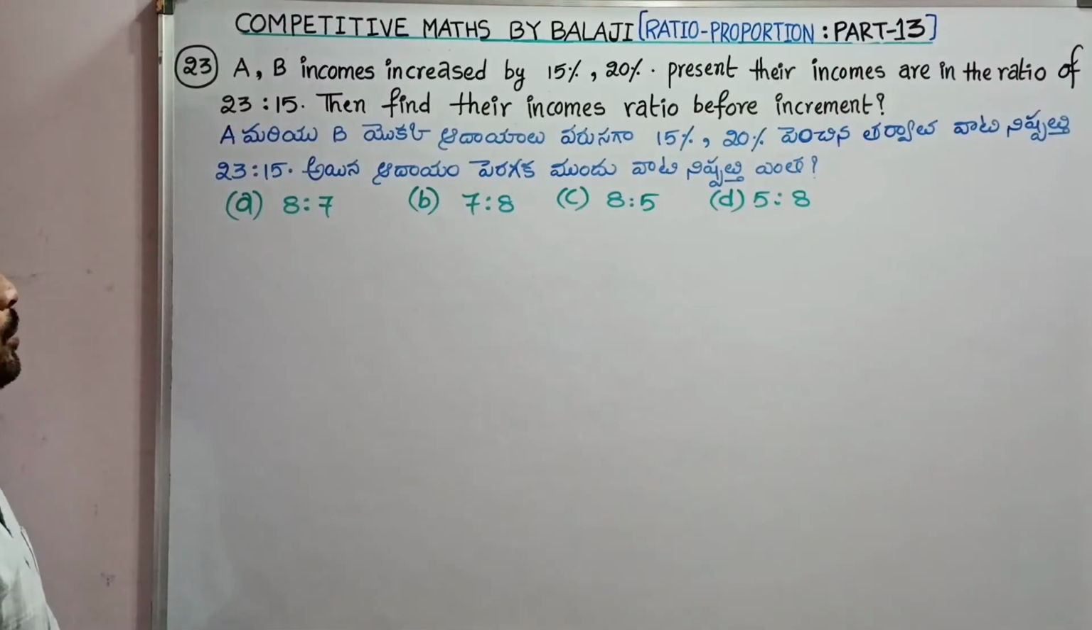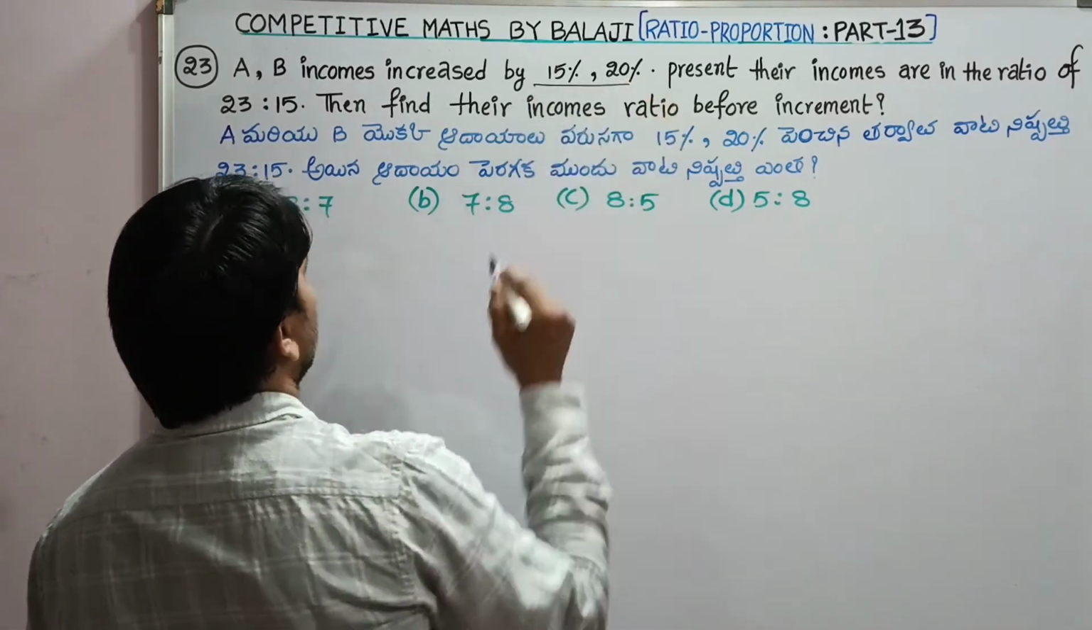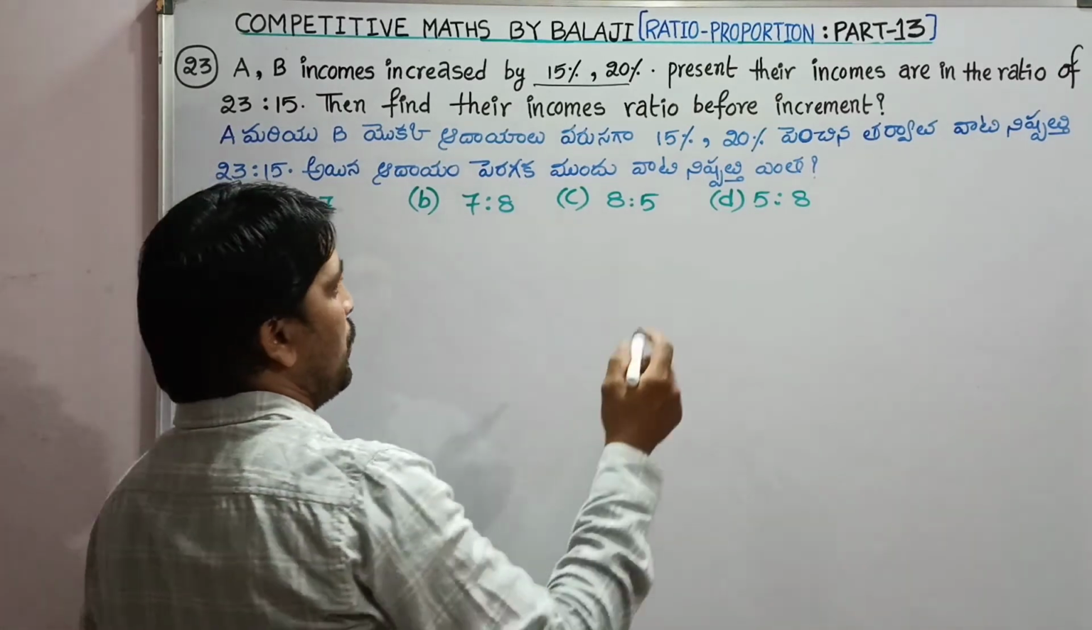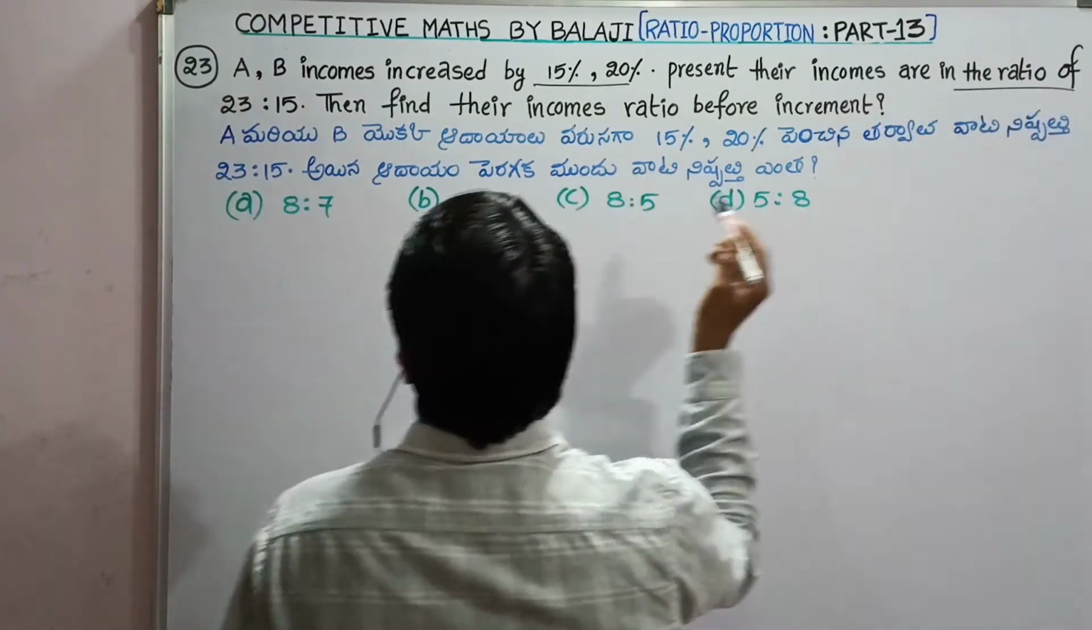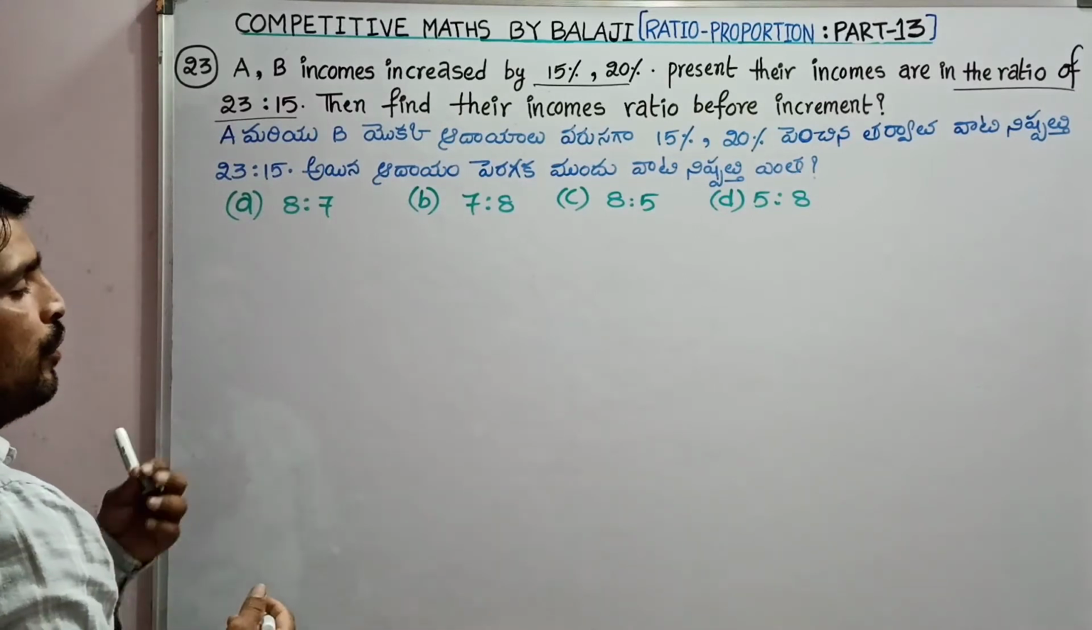23rd. A and B incomes increased by 15% and 20%. Incomes of A and B are increased by 15%, 20% respectively. Presently their incomes are in the ratio of 23:15. Then find their incomes ratio before increment.